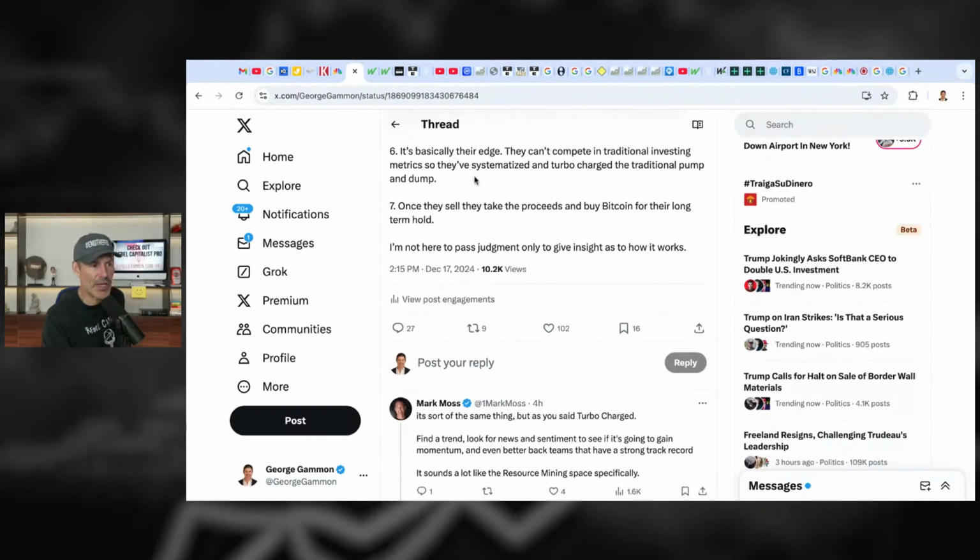So I say it's basically their edge. This is the next key talking point. They can't compete in traditional investing, and maybe they don't even want to compete. Let's give them the benefit of the doubt. So they've systematized and turbocharged the traditional pump and dump. Next key talking point. Once they sell, and I thought this was really interesting, they take the proceeds and they buy Bitcoin for a long-term hold. So to them, that's their S&P 500.